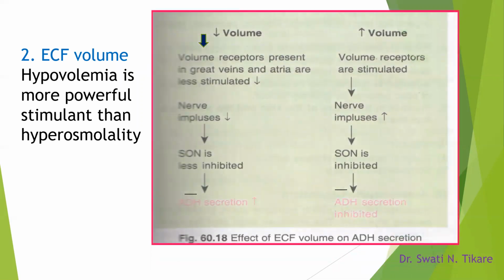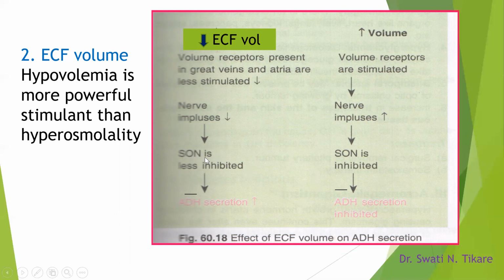We will begin with the situation where there is decreased ECF volume. ECF volume is basically sensed in the great veins, that means the superior vena cava, inferior vena cava, and the right and left atria. In the right atria there are many volume receptors. When the ECF volume reduces, all these volume receptors are stimulated and they send nerve impulses to the hypothalamus.